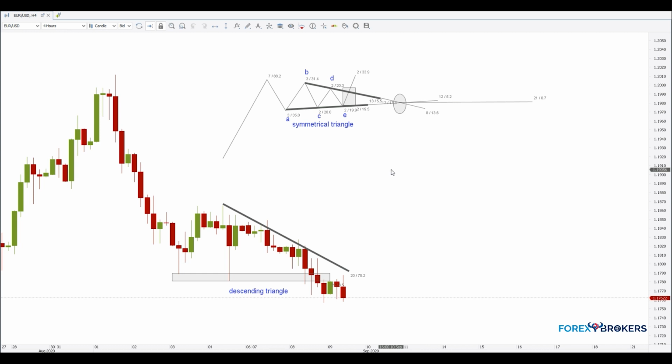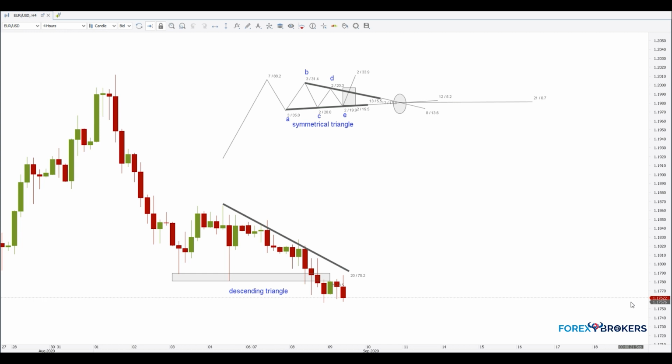We even discussed the possibility of the euro-US dollar. This is the euro-US dollar on the 4-hour chart, forming a descending triangle at these levels. By the time it broke lower, it retested the base, and now it is rejected, trading at 1.1762.